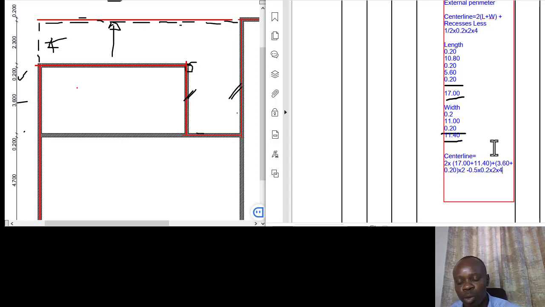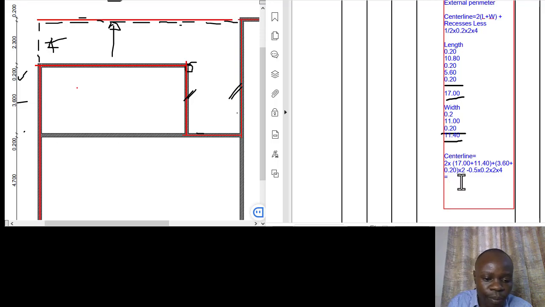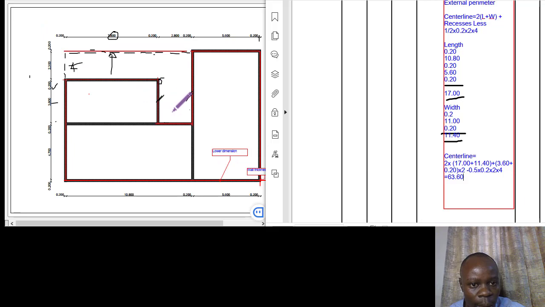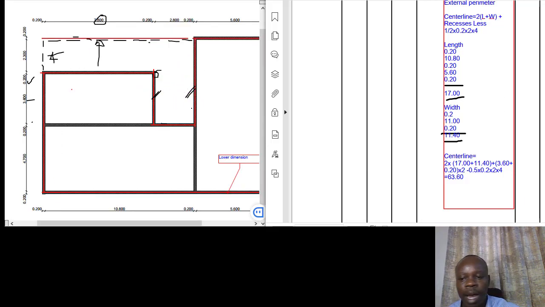because the assumption is that we are now doing it for a perfect four-sided plan, that is a rectangle in that case. So this one is supposed to give us the center line. So let's make our calculation and see. So when you carry out that calculation, you are supposed to get 63.60. Okay, 63.60 as the center line for this particular length of plan that we are given.